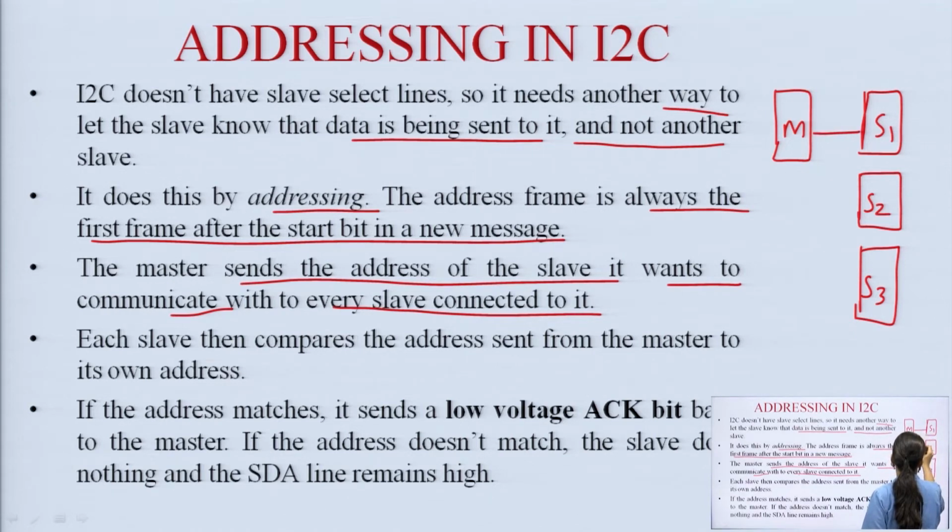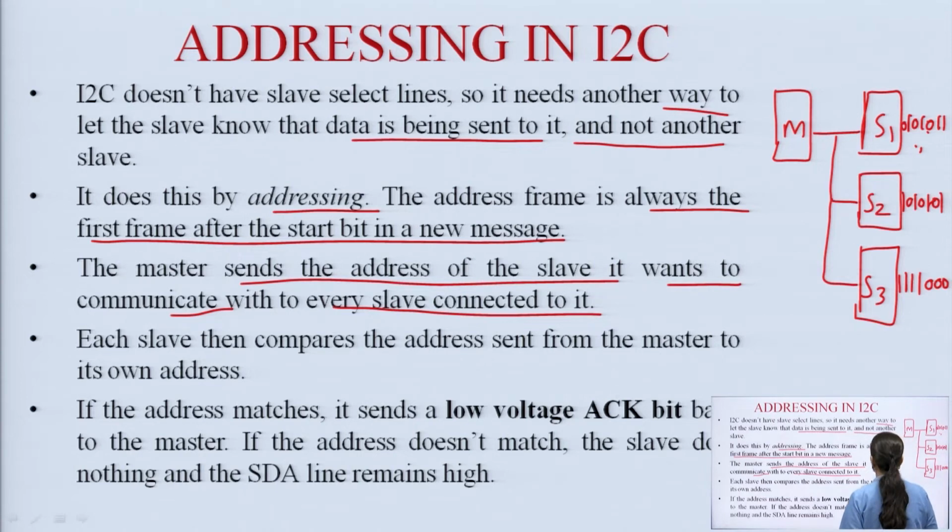Okay. So, this is the multiple masters, multiple slaves and single master. Now, suppose this slave is having the address 0101011, slave 2 is having the address 10101011, and this is having the address 11110000. Now, what will happen?